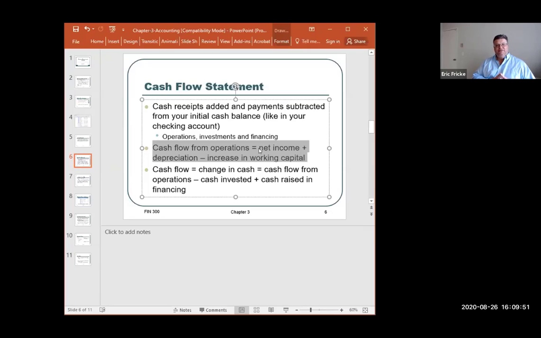The way cash flow from operations is calculated, instead of doing it from the ground up with every single cash expense, they start off with net income, and then they make adjustments to net income to get to cash flow. And so that's how you see this equation. The reason it starts with net income is because it's easy to do that, and everybody has that information. So then we just make some adjustments to net income to get the cash flow from operations.